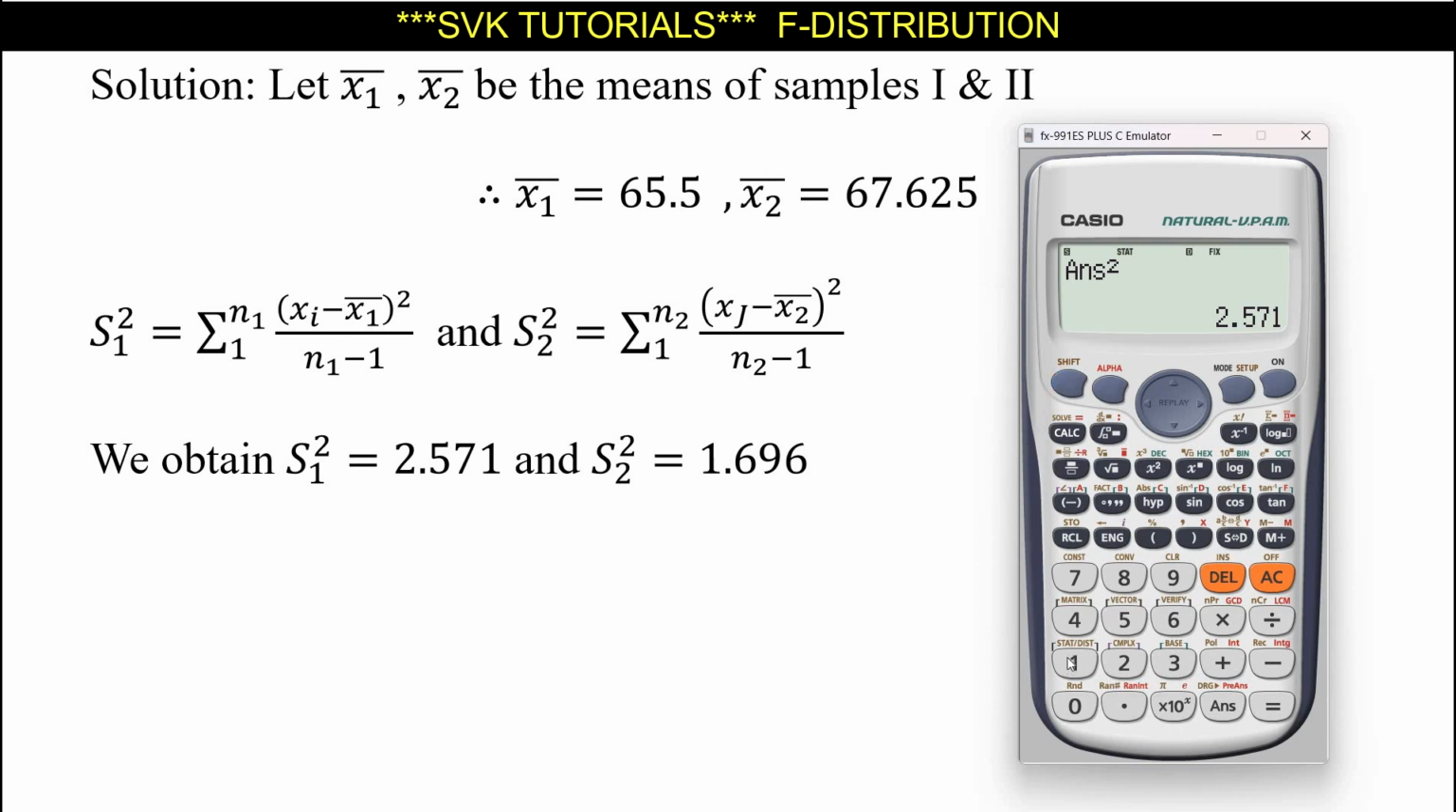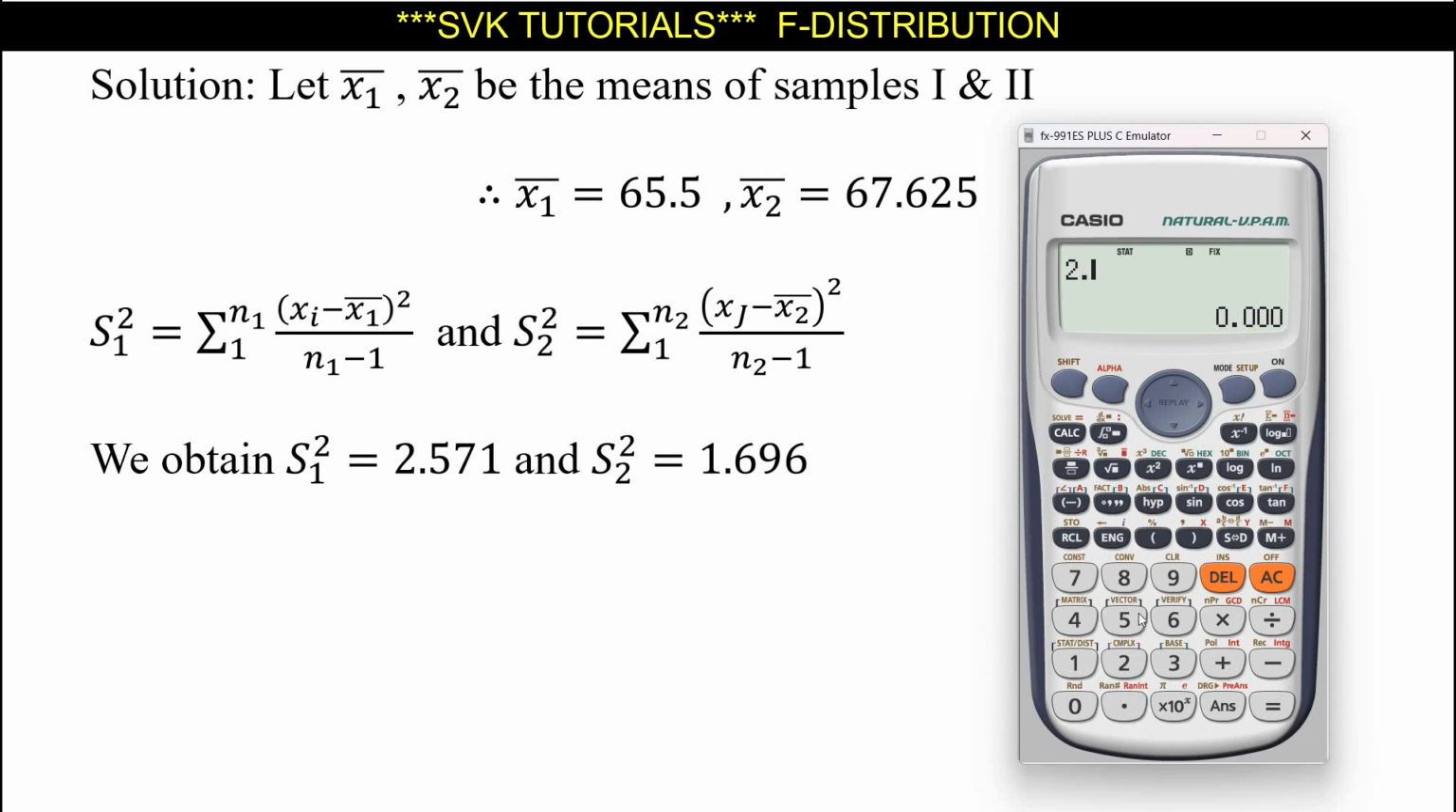Similarly, follow the same procedure. Press shift 1, go with the variance. In that, Sy, consider 7, press 7, press equal to, and square that value. You are going to get 1.696. Enter that. Those will be the values of S1 square and S2 square. After getting these two values, you are just going to take the ratio.